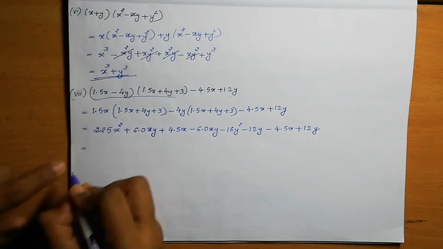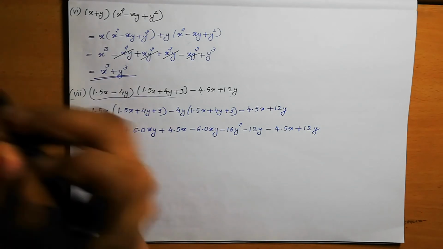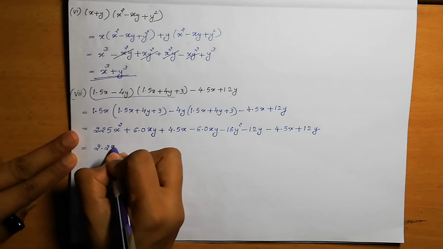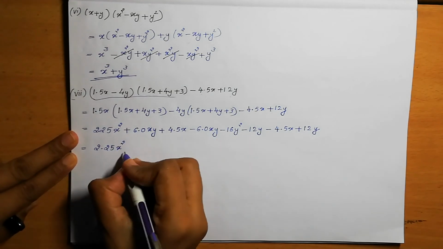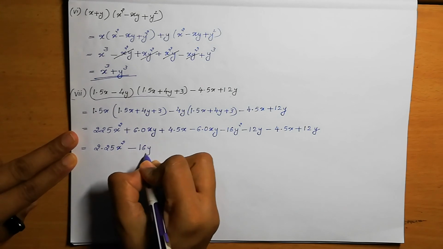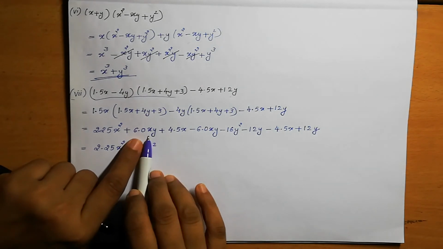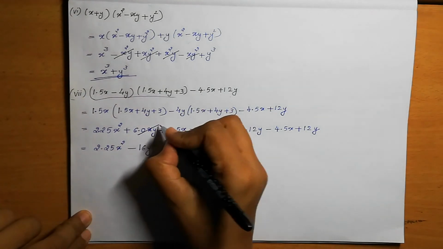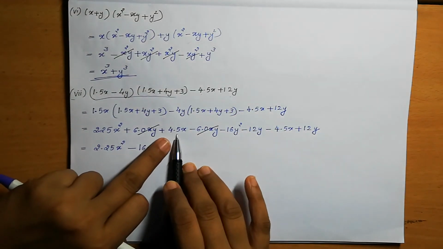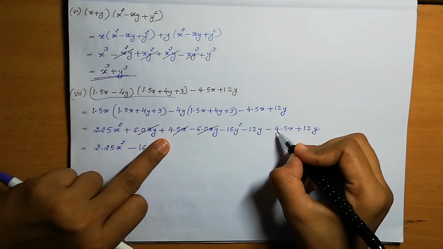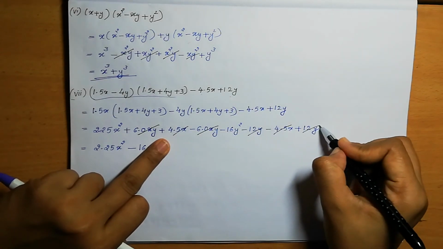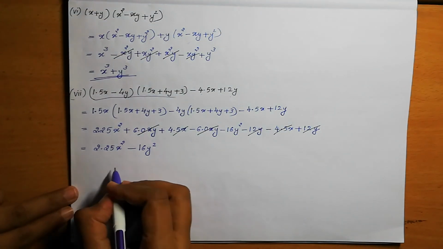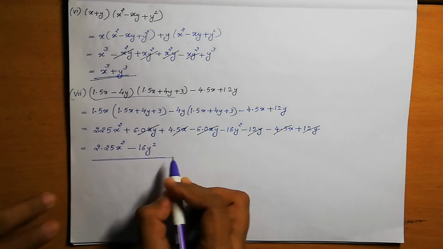So this is equal to, we can simplify. Okay, 2.25, there is no other x square term, so 2.25 x square, then y square term is also same, minus 16 y square. Next, xy term, this is 6.0xy minus 6.0xy become cancel. Next, 4.5x minus 4.5x become cancel, minus 12y plus 12y cancel. Only that much, right? So answer is 2.25 x square minus 16 y square is the answer.